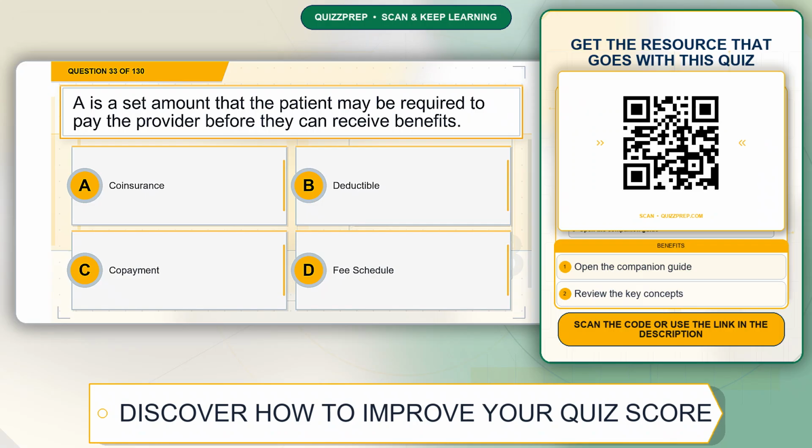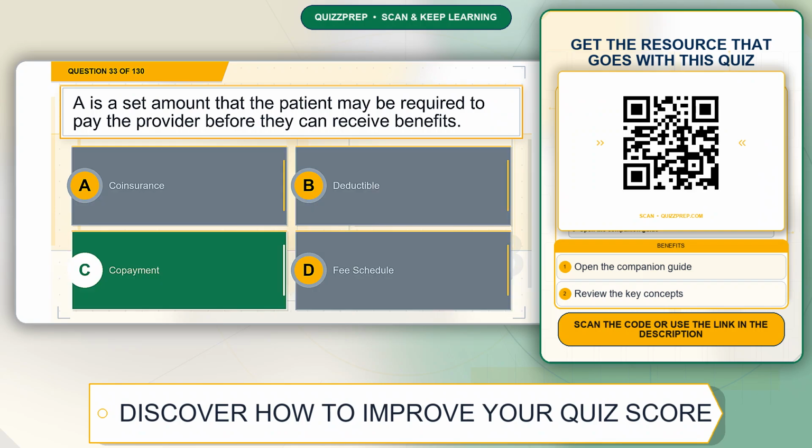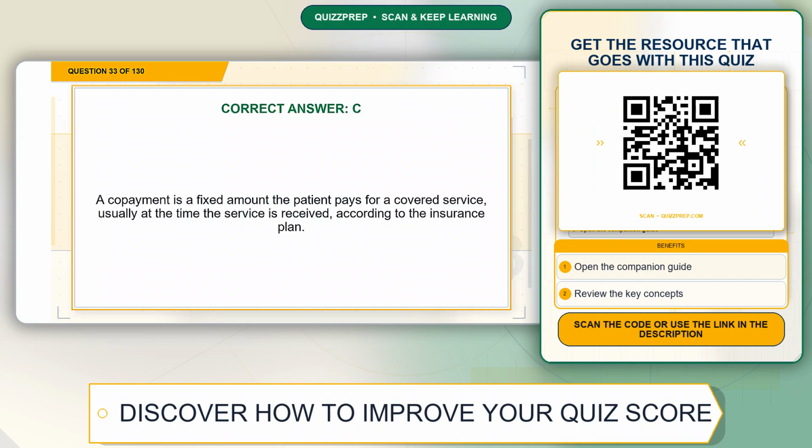Question 33. A blank is a set amount that the patient may be required to pay the provider before they can receive benefits. Option A, coinsurance. Option B, deductible. Option C, copayment. Option D, fee schedule. The correct answer is option C, copayment. Explanation. A copayment is a fixed amount the patient pays for a covered service, usually at the time the service is received, according to the insurance plan.